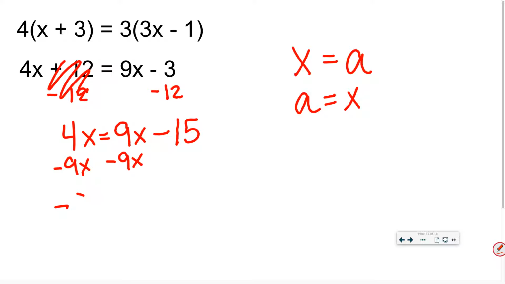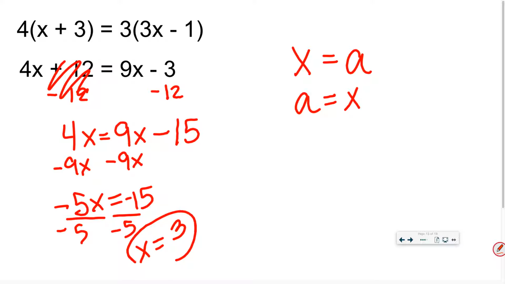So I will get negative 5x equals negative 15. Now how do I solve? I heard someone say divide by 5. Divide 15 by 5. What kind of 5? Negative 5. By a negative 5. So x equals 3. X still equals 3.